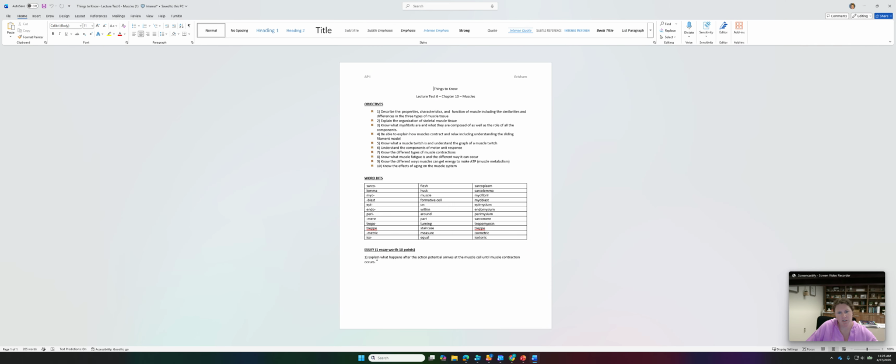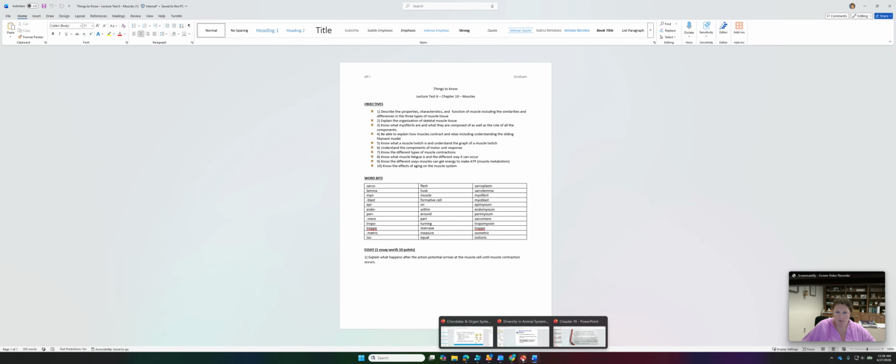Now I do want to draw your attention down here to the essay. You can see that there's only one, so it's going to be worth 10 points. And just like the essay that you had in Chapter 12, this one is going to be pretty technical. It has a series of steps, and this is really why we needed to understand action potentials, because of what's going on in this essay here.